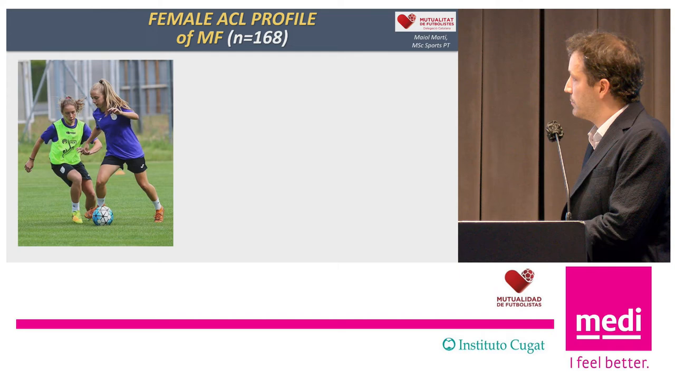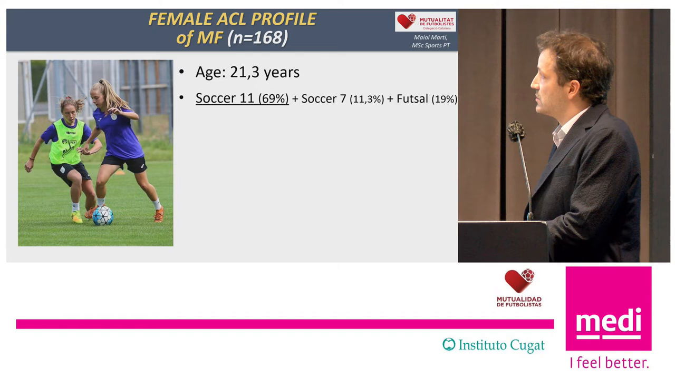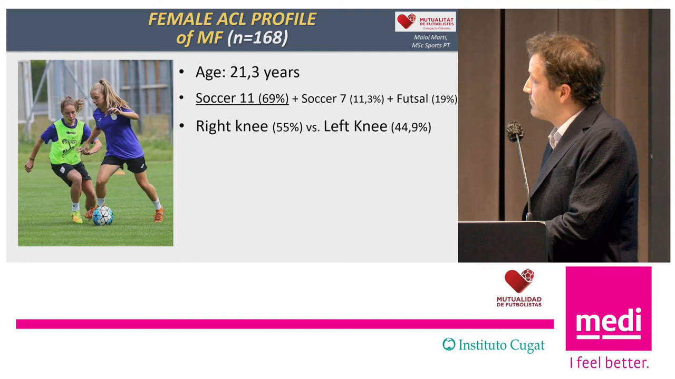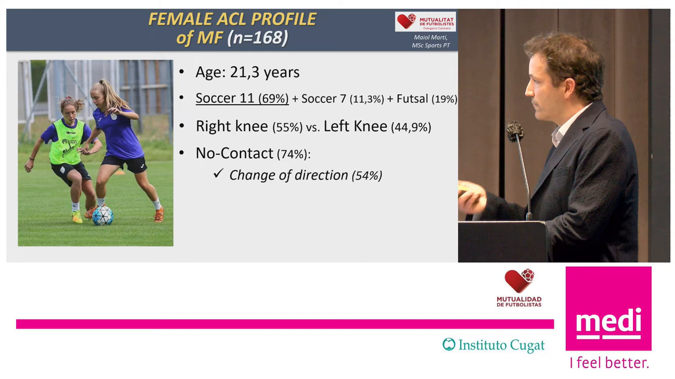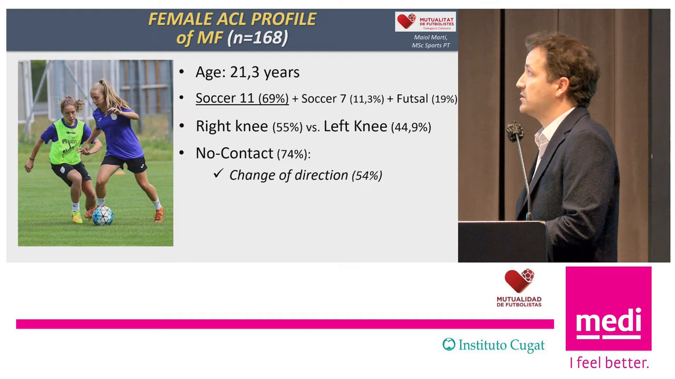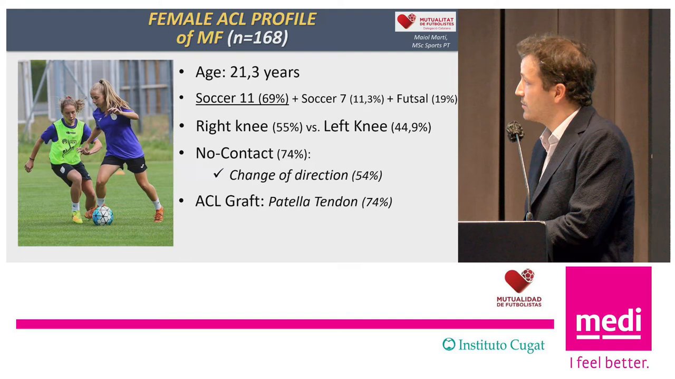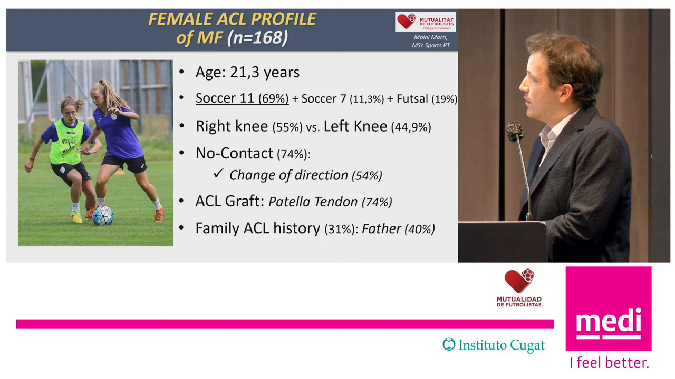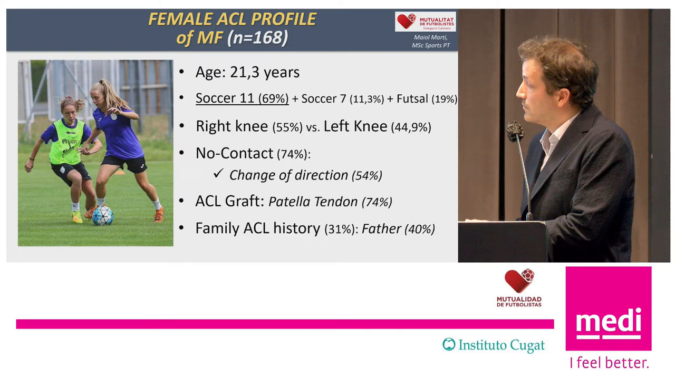So we got a female ACL profile that on average is an age of 21.3 years old, who plays mostly soccer 11, also soccer 7 or futsal, but mostly soccer 11, and in 55% the right knee was the ACL injury knee. As a lot of the colleagues here were talking about, the injury mechanism was by no contact in 74% of the cases in our data, and was mostly making a change of direction. The ACL graft was a patella tendon in 74% of the cases, and they reported family ACL history in 31% of the cases, and in that group, the father of, in that case, the girl or the woman, was who got that injury.